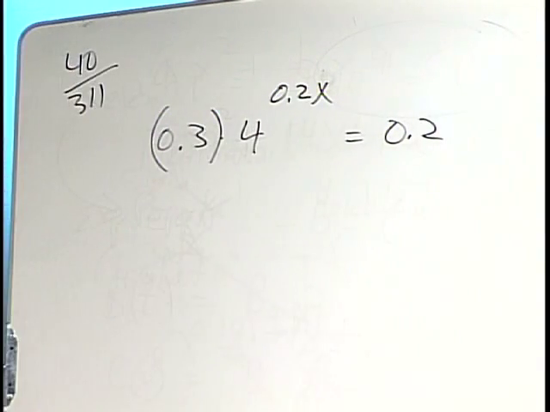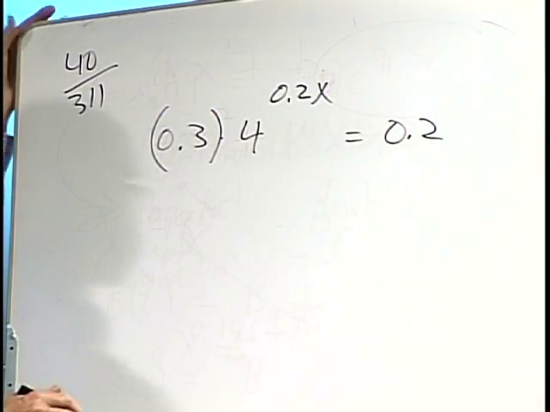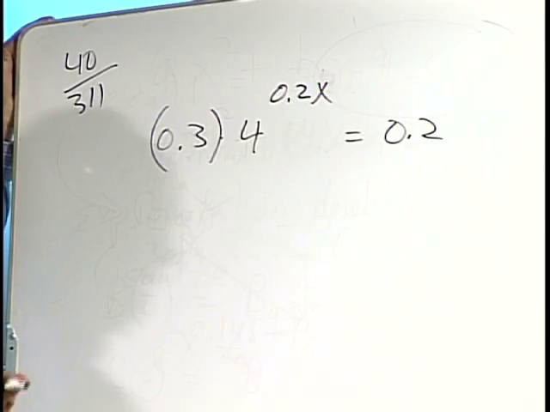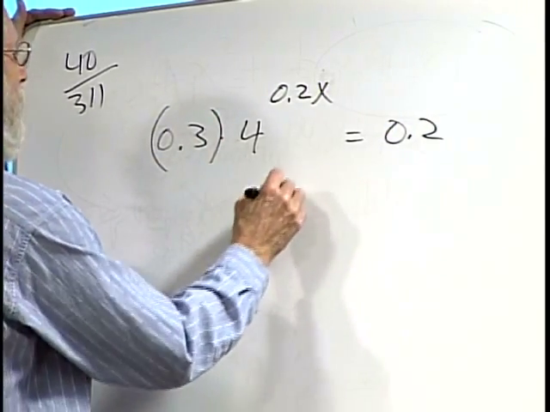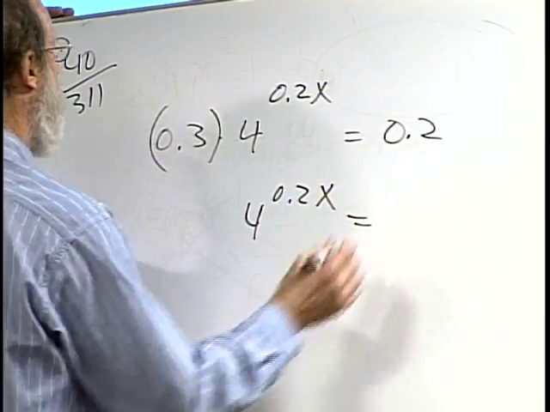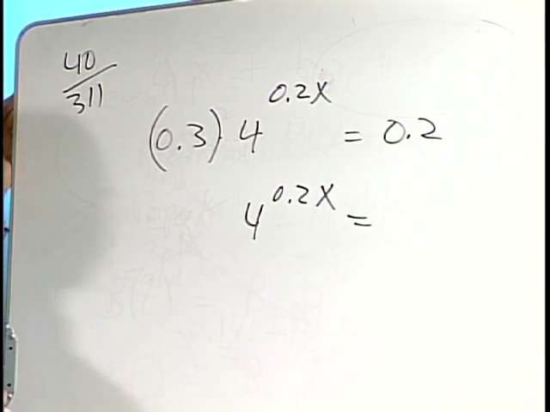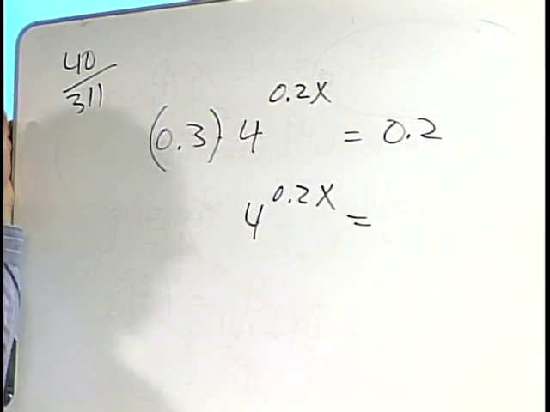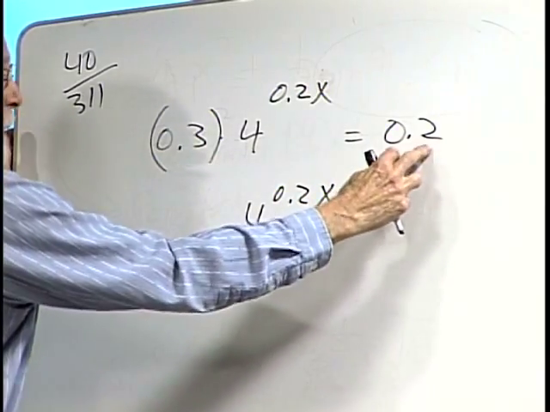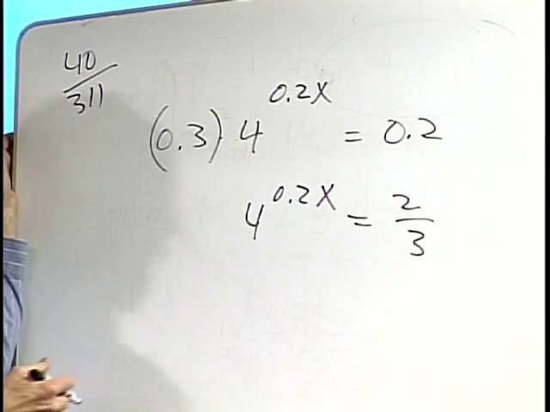Again, it's an exponential equation. First step, isolate the exponential. So 4 to the 0.2x is equal to 0.2 over 0.3. 0.2 over 0.3 reduces, does it not? To 2/3, right? To 2/3.